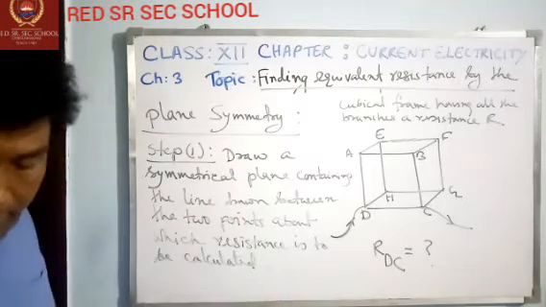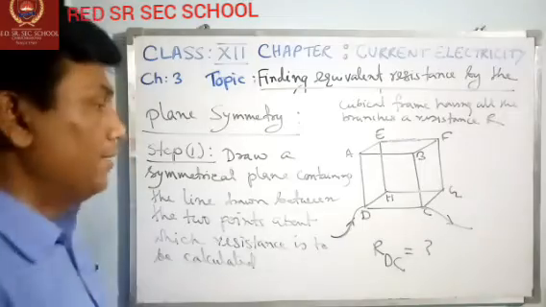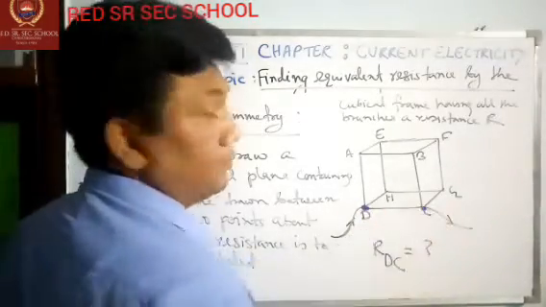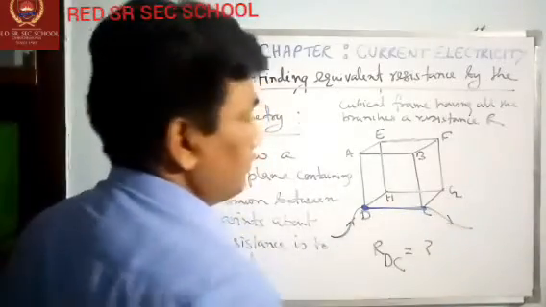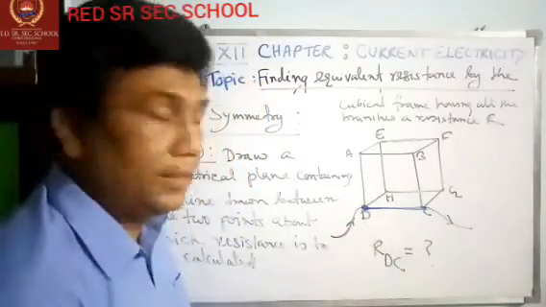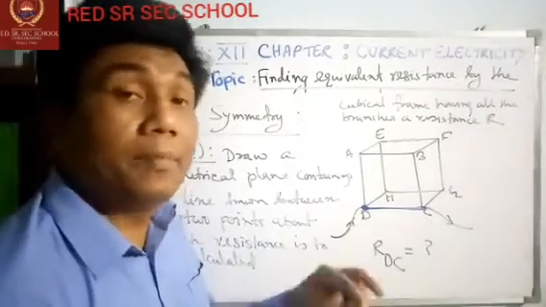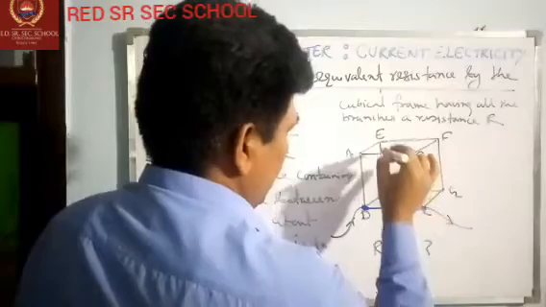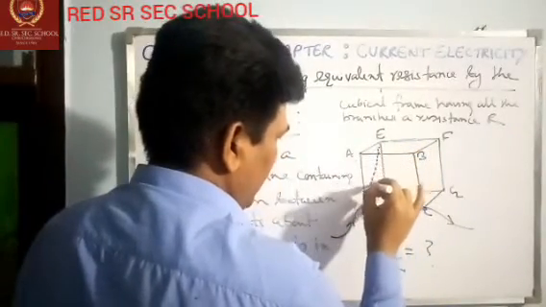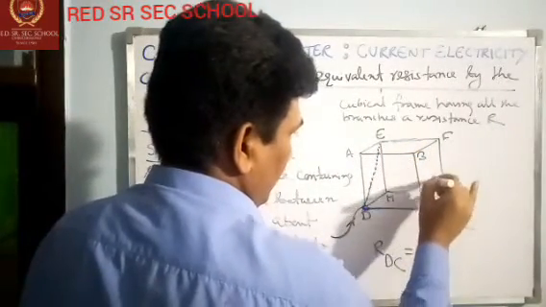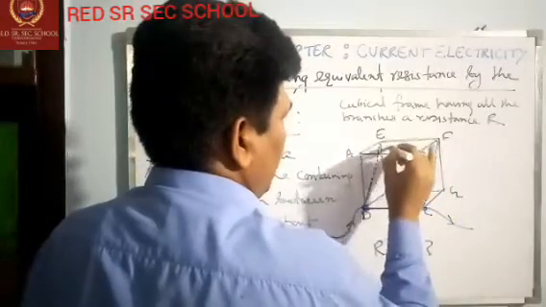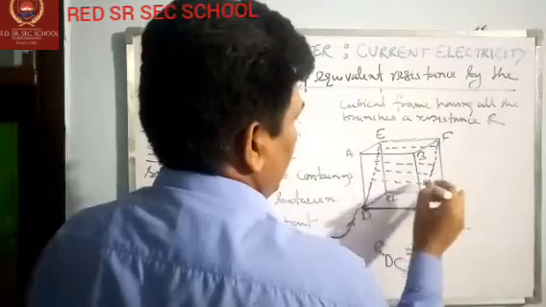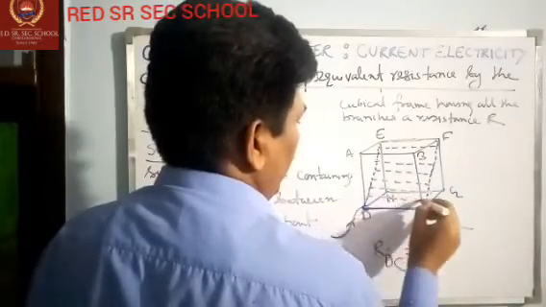What does it mean? Let me explain once more. About which the resistance will be calculated? About D and C. So D and C is a line. Taking this line, you have to draw a symmetrical plane. Remember, the plane should be symmetrical. So let me draw it. This will be my desired symmetrical plane in 3D view.